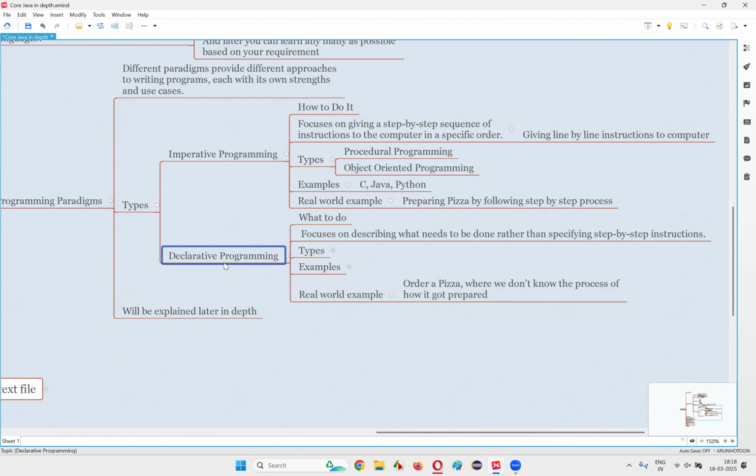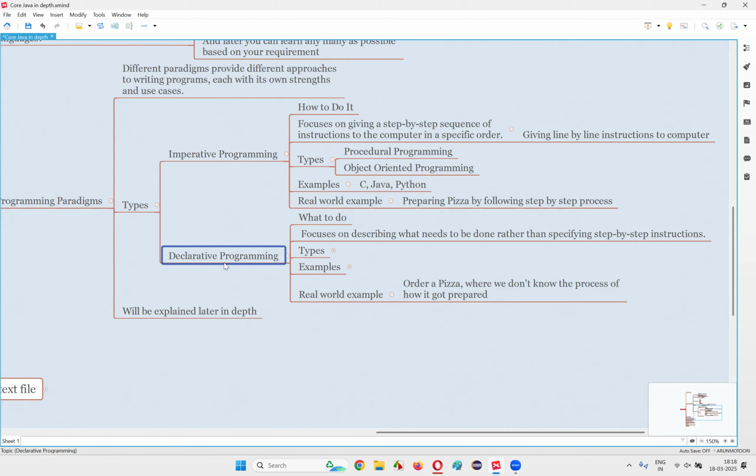Just asking what you want. If the programming approach of a language is declarative, you simply ask what you want, but you don't give instructions by writing code line by line saying this is how you need to do it and give me the task.